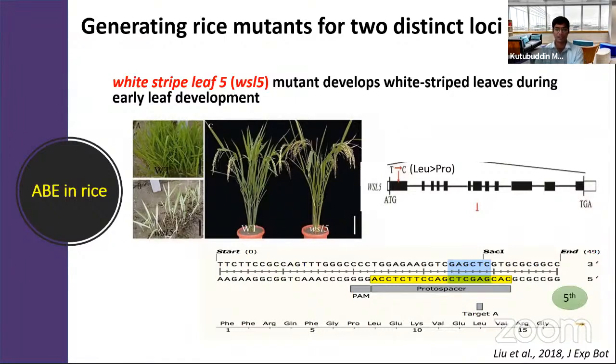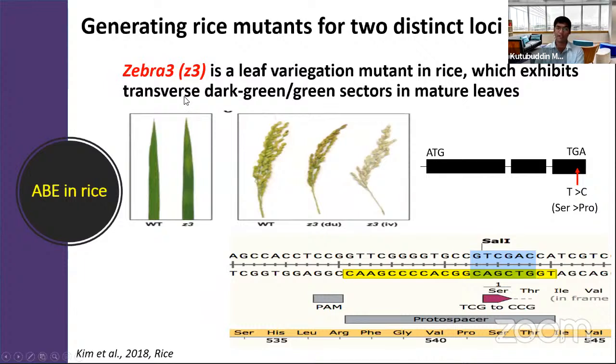Okay, next, another gene we also targeted is called zebra3, and that develops dark green sectors in mature leaves. Like this: light green, dark green, light green, dark green sectors. That kind of phenotype also comes from another A to G mutation. This A is the target A. When this target is mutated, it will develop this kind of mutant phenotype.